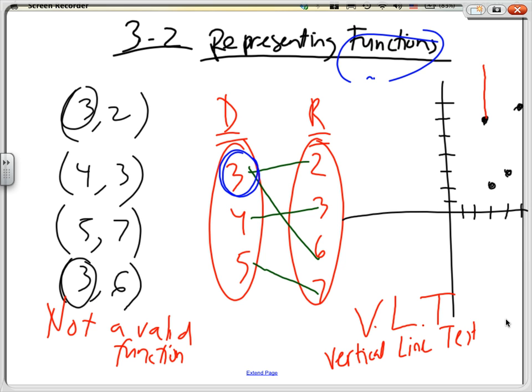Look at the 3. Crossing over 2 points. Just like how you see it on your mapping diagram. Just like how you see the duplicate here. That's why you see it here on the graph as well.